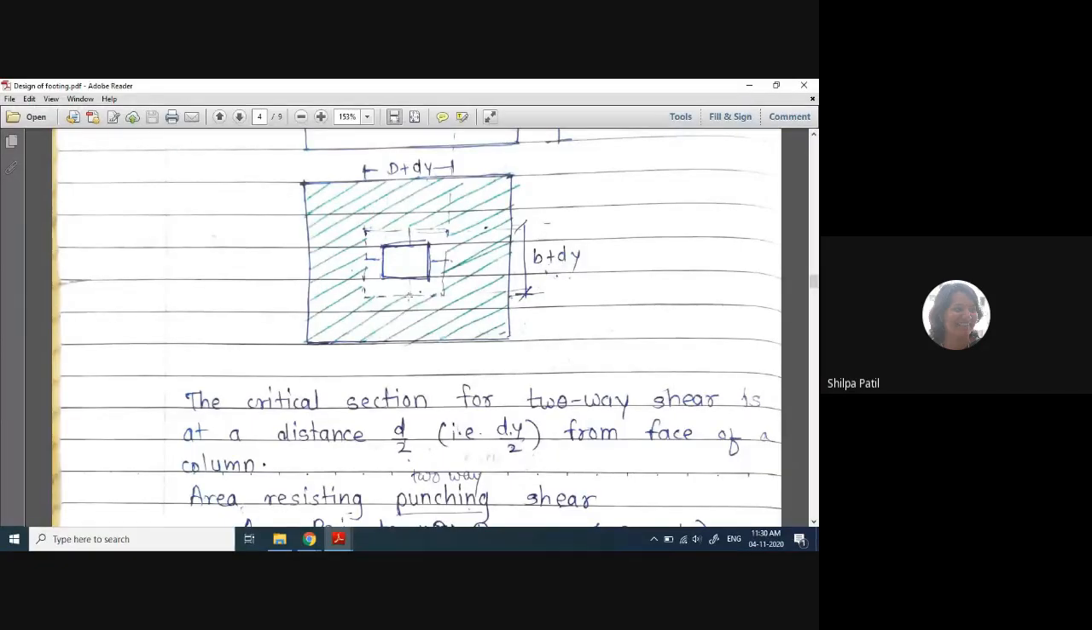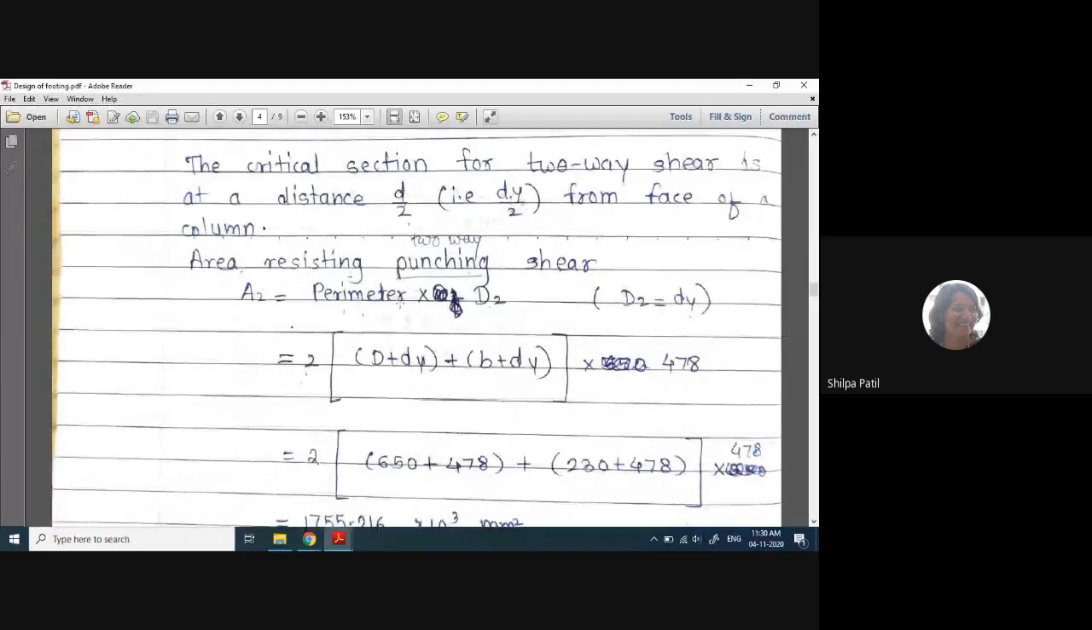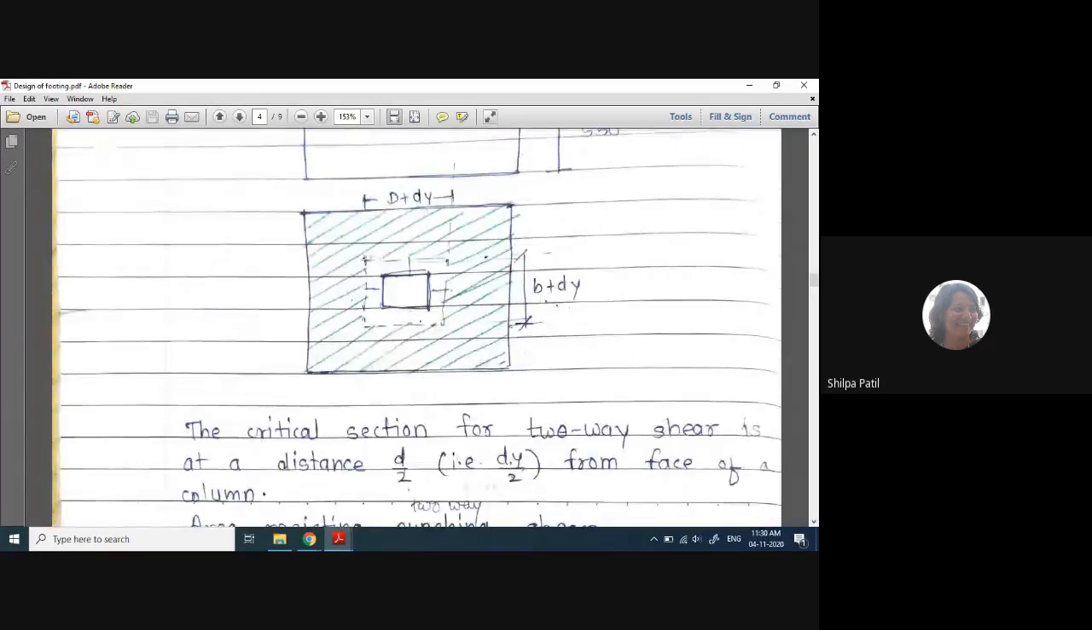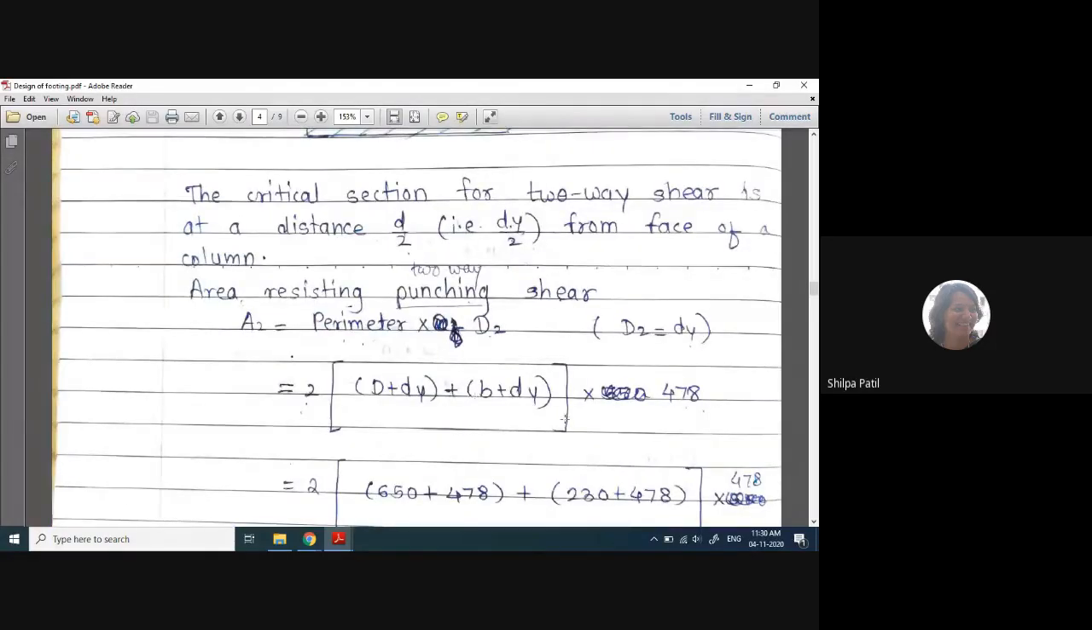So along this area, there will be a punching action. This area is calculated as perimeter multiplied by d2, and d2 is taken as dy. So the perimeter we can calculate as d plus dy plus b plus dy, this side plus this side plus this side plus this side. So 2 times (d plus dy plus b plus dy), multiplied by dy. This will give us the area.